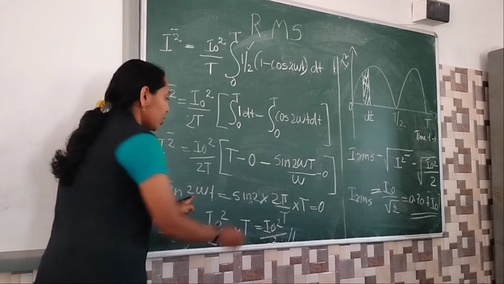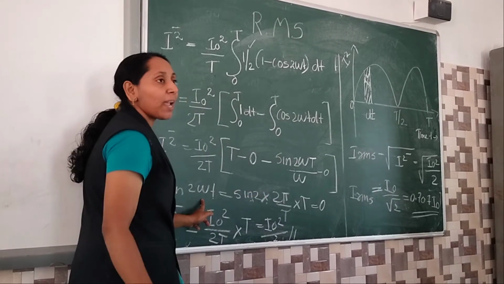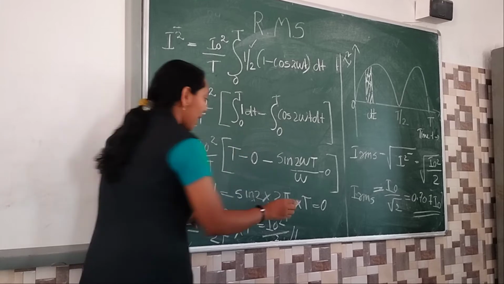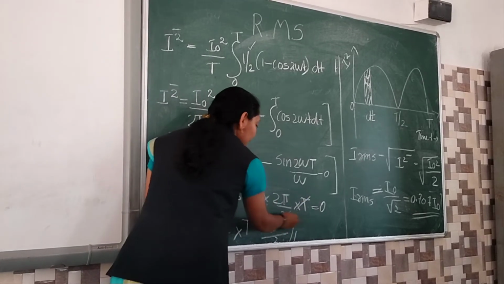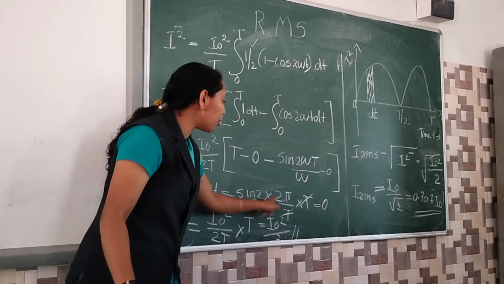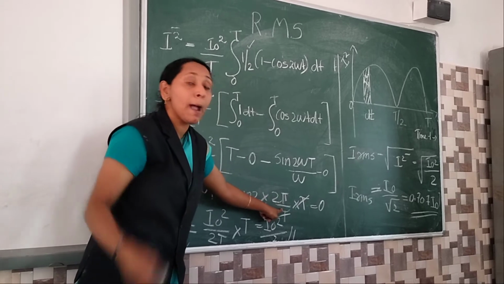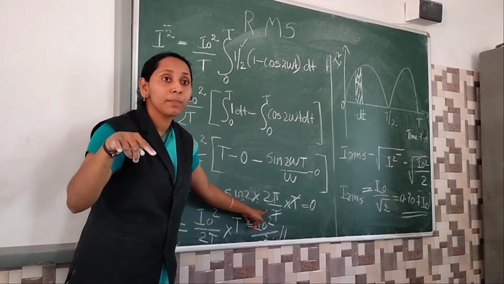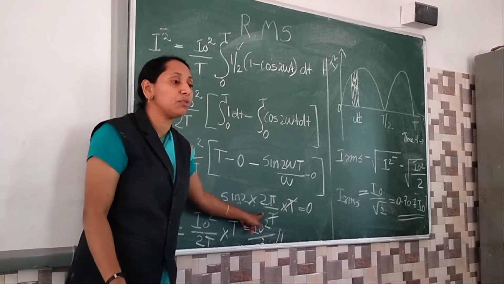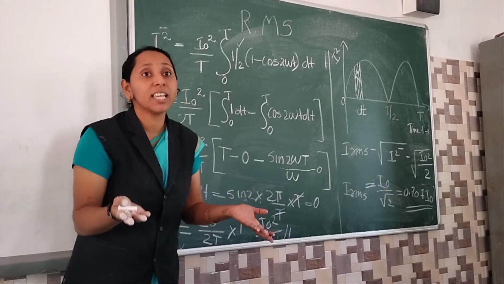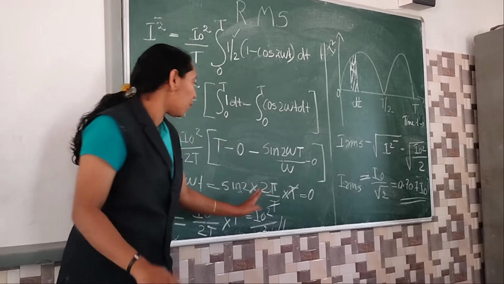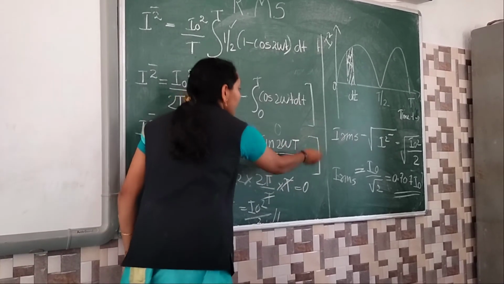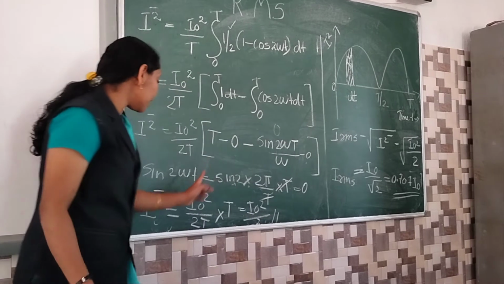sin 2 into, what is the meaning of omega? Omega equal to 2 pi by T, into T, T cancel होगा, sin 2 into 2 pi, 4 pi. pi का वैल्यू 180, 180 into 4 कितना है देखो. क्लियर एवरीवन? sin 4 pi हो जाएगा, sin 4 pi वैल्यू इज 0, so this term is 0, this term 0, so what is the balance?